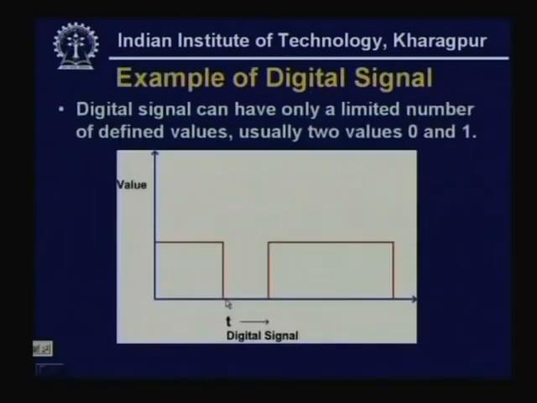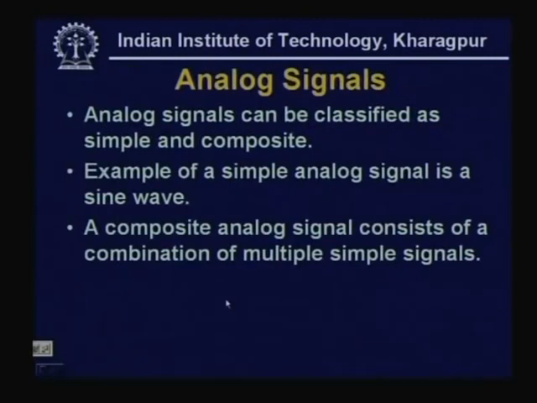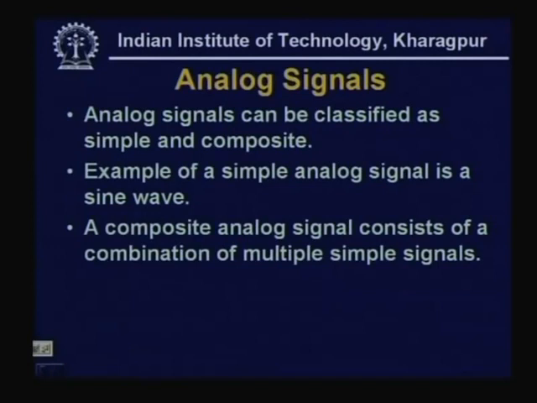Now, we can focus more on the analog signal. An analog signal can be classified into two types. The first one is simple, the second one is composite. An example of a simple analog signal is the sine wave. A sine wave can be considered a simple analog signal, and as we shall see, a composite analog signal is essentially a mixture of multiple simple signals, as we shall see very soon.